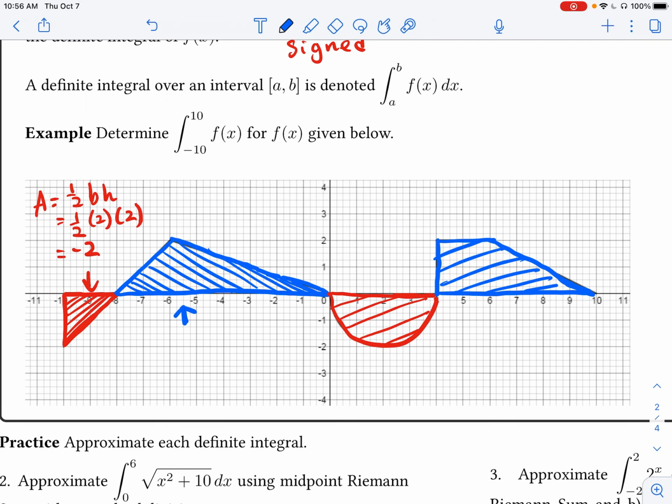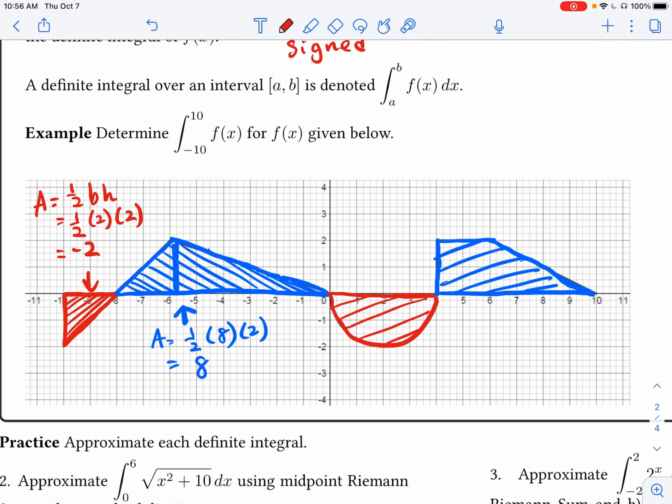Okay, now let's find this area over here. We have another triangle, so the area is going to be 1/2. This time our base, going from -8 to 0, is a distance of 8. Our height, which is this here, is going to be 2. So this area is going to be 8 units squared, and it's going to be +8.